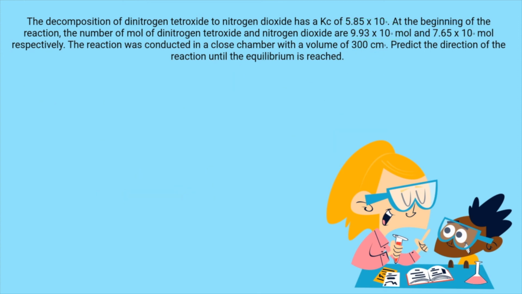Okay, next up we are going to read the question again. Given to you is actually the Kc. The Kc is given, and it states here at the beginning. At the beginning means that this number of moles is actually the initial. So instead of calculating the Kc, you are actually going to calculate the Qc of this reaction. Alright, so we shall now calculate the Qc for this reaction.